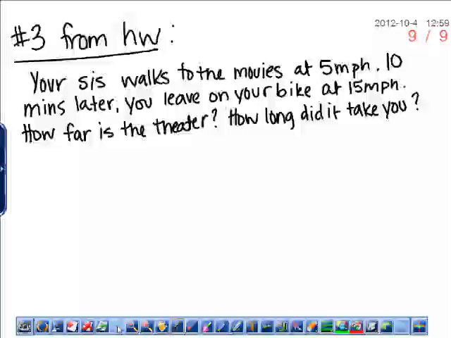So number 3, read it on your sheet, okay, because I left out an important sentence. Your sister walks to the movies at 5 miles per hour. 10 minutes later, you leave on your bike at 15 miles per hour. You reach the movie theater at the same time. How far is the theater and how long did it take you? Okay, you're going to see these problems come up a lot. The equation that we're going to use every time for these problems is distance equals rate times time. Anytime we have a problem with distance and rate, we're going to use distance equals rate times time.